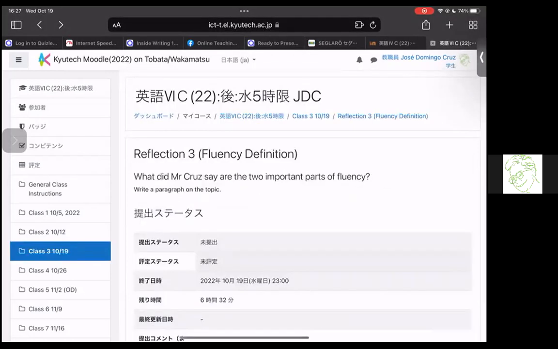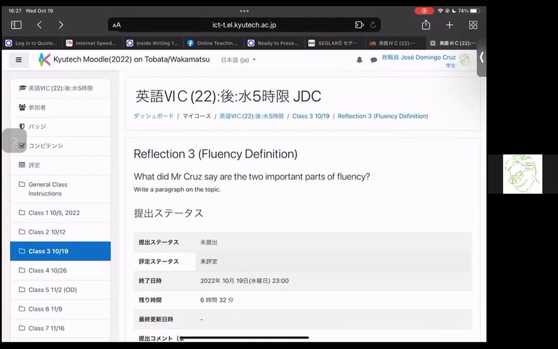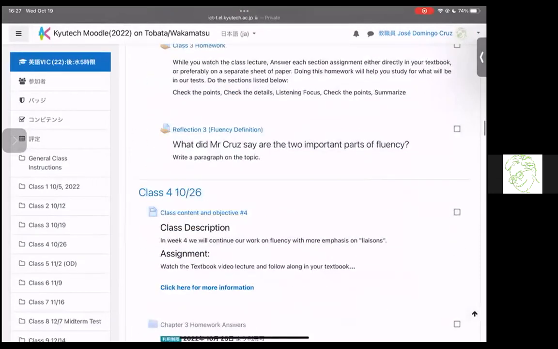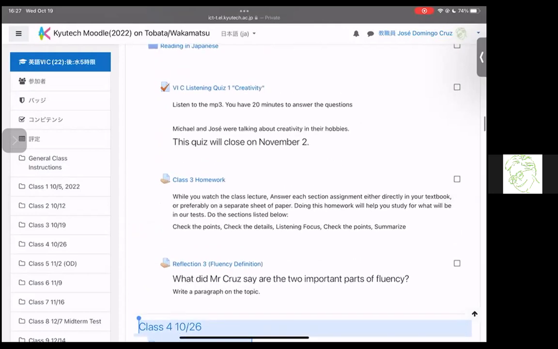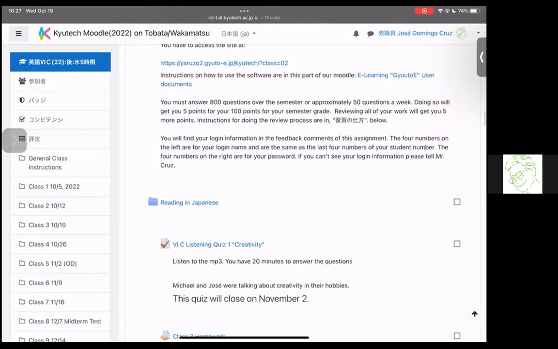Let me go back to being a normal user of this. Actually, let's just go here. Okay. Yeah, it was. So you have the reflection, that's due for tonight. You have your homework, that's due for Saturday. And then the creativity listening quiz, that's due in a couple of weeks. So you have 2 weeks to get that done.